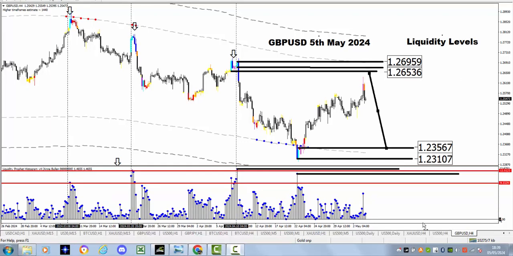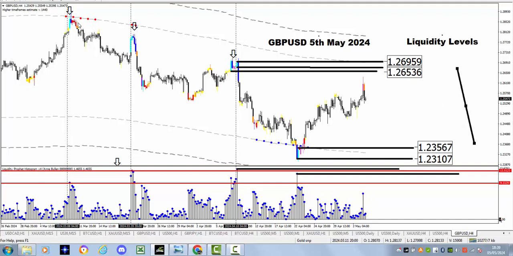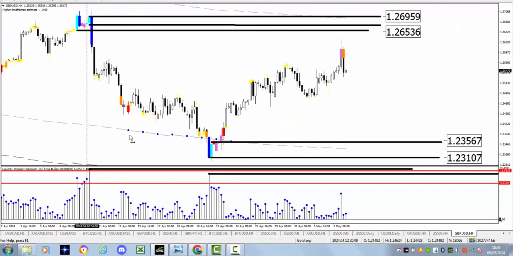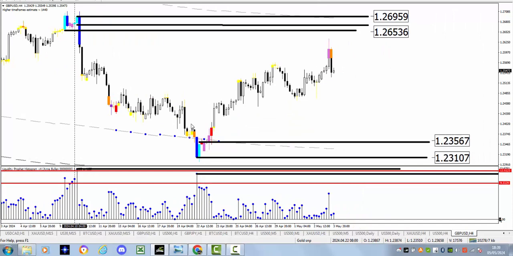So the next question is where do I put my stop and where do I put my take profit? Well, I want my take profit to be down here at this aqua bar, and I've put a line on the top of it there because that was the highest level of liquidity, so it's likely that the market makers will go back there. So that's my take profit area.